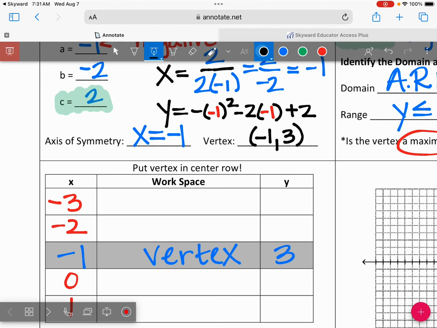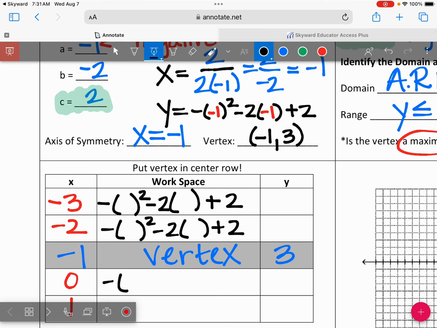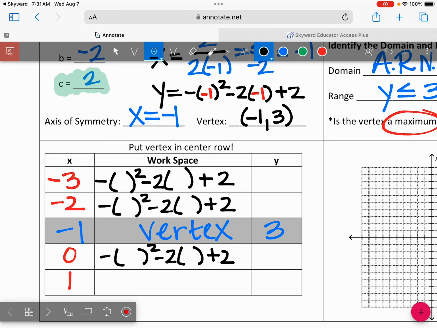And now I'm just going to write that out again. So we have a negative in front, parentheses squared, minus 2, parentheses, plus 2. So I'm going to keep writing that out. And now pick up your calculator and start filling it in to get these 4 numbers.